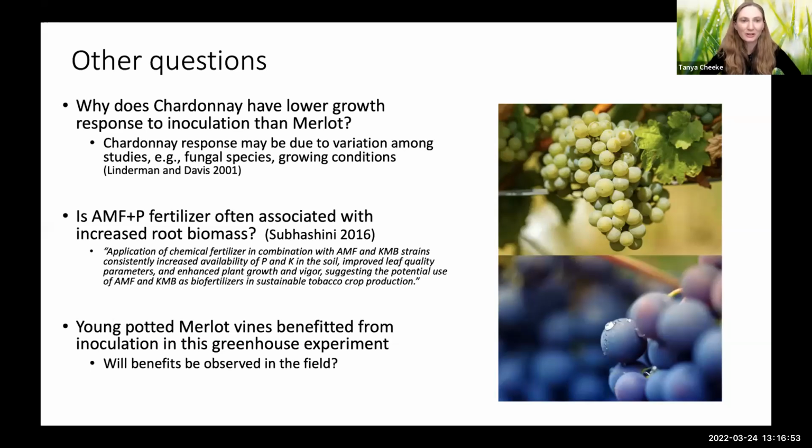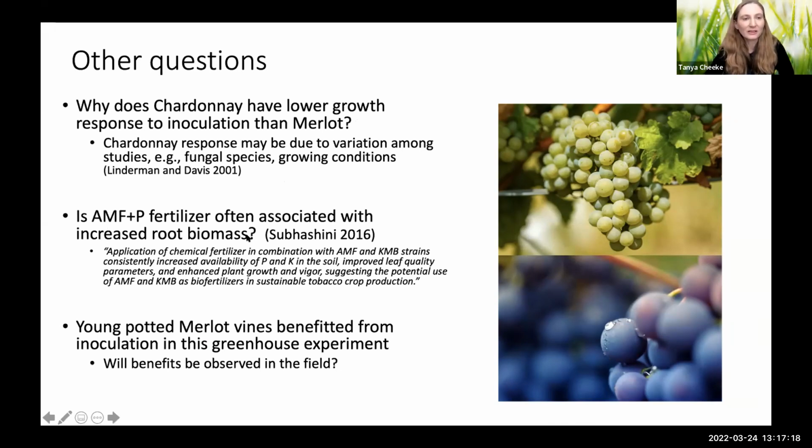So why does Chardonnay have lower growth response to inoculation than Merlot? And these are just the results of this study that we did. It's a short-term study in the greenhouse. Other studies in the greenhouse have shown that Chardonnay does respond to mycorrhizal fungi. And so this experiment used a different species of fungi than what we had. And so Chardonnay appears to respond strongly to that species, but not the mycorrhizal inocula that we used.